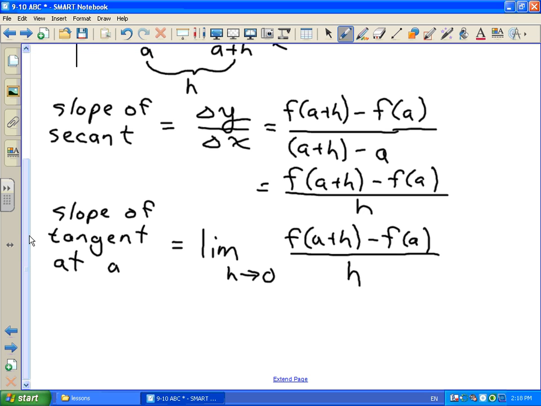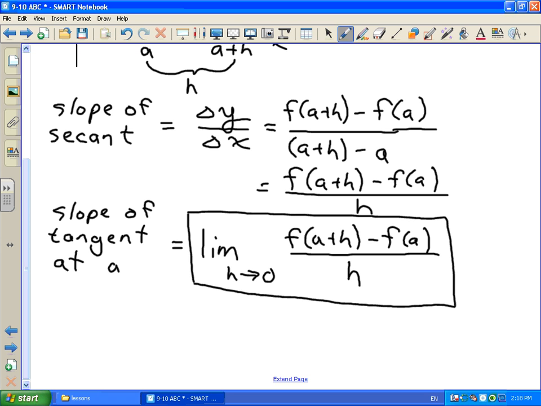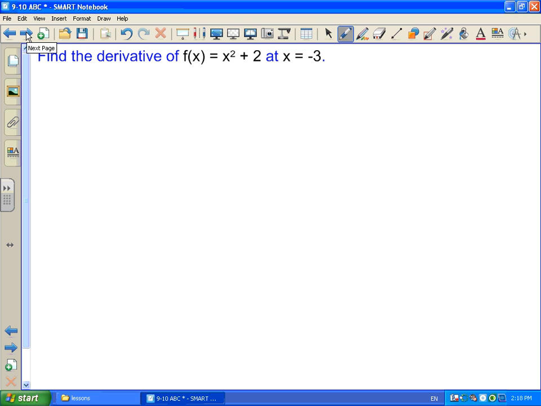And this right here is the expression that we're going to use to find the slope of the tangent, or the derivative, at a very specific point. Okay? So let's take a look at an example of how we would use this. Let's say we want to find the derivative of the function f of x equals x squared plus 2 at the point x equals negative 3.